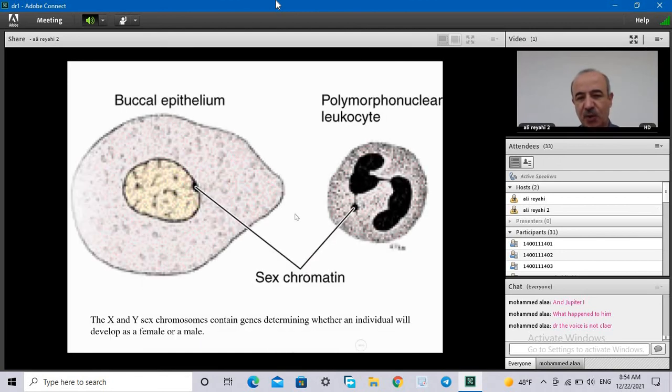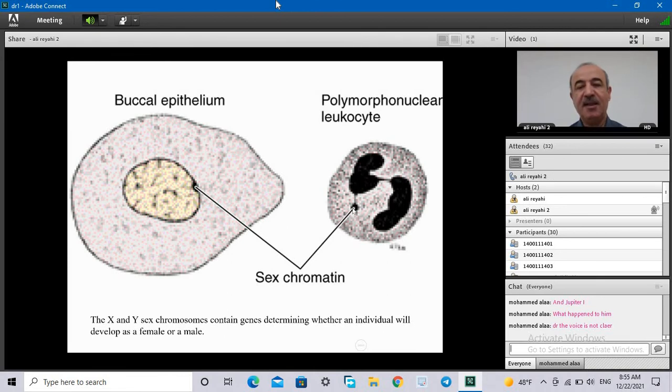This picture shows the sex chromatin within a specific cell like the neutrophil in female, in the woman's cells. It is usually attached to the lobe of the nucleus of the neutrophil like a drumstick.